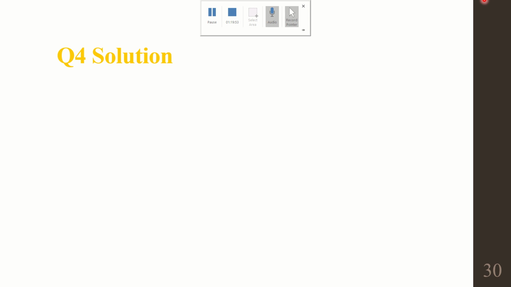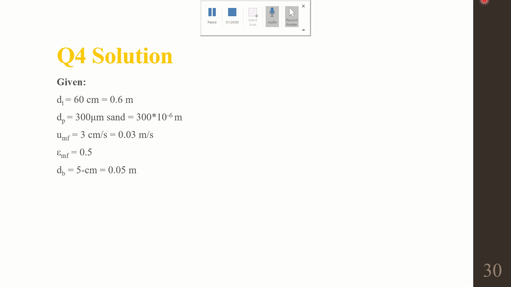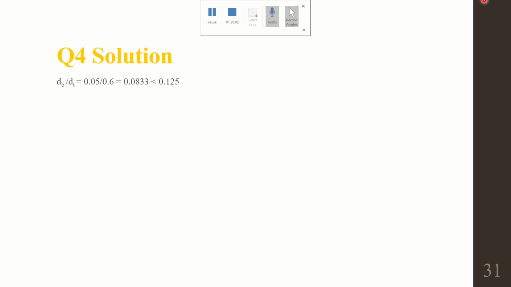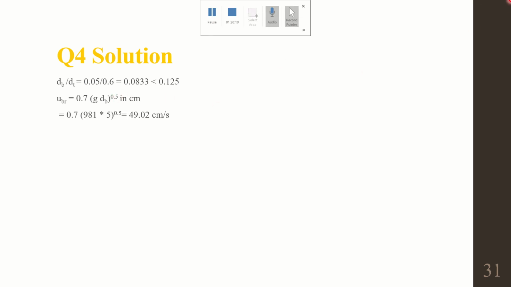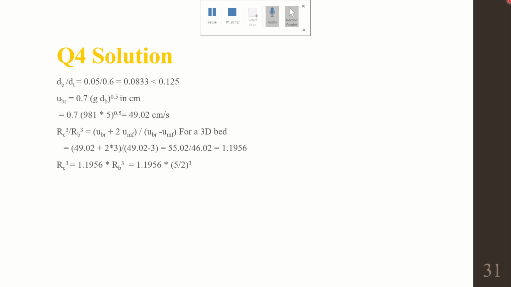So first we needed to calculate the bubble rise velocity, cloud thickness, and volume of wake to the volume of bubble, and this is what we have calculated. For the bubble rise velocity, we have used the formula 0.7 into square root of g into dB in centimeter. For this we need to fulfill the criteria dB by dt less than 0.125. And for RC cube by RB cube, we have used the 3D bed formula UBR plus 2 UMF divided by UBR minus UMF.